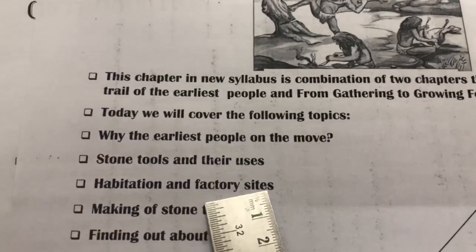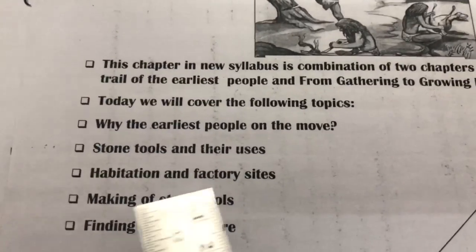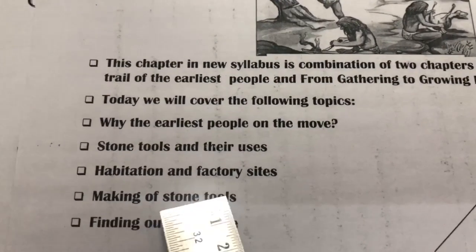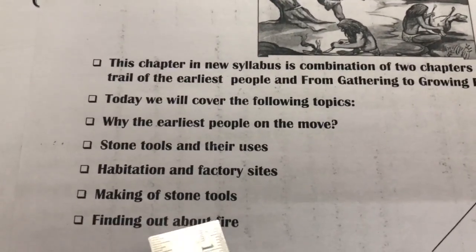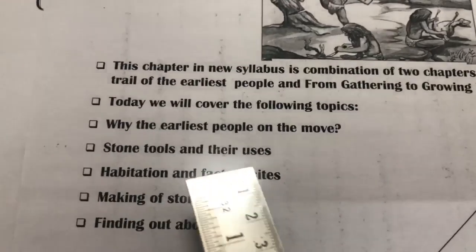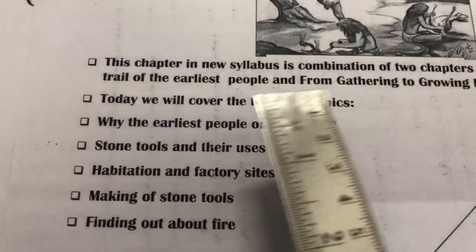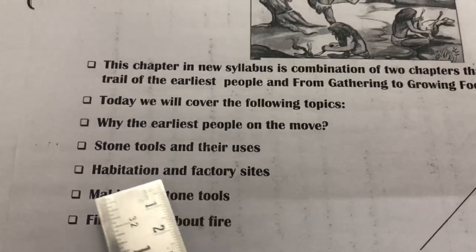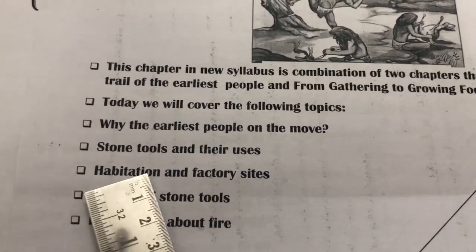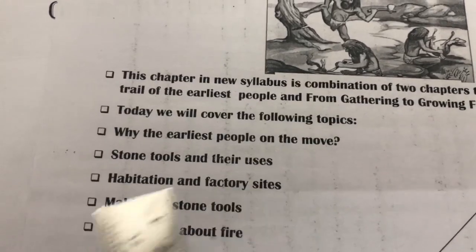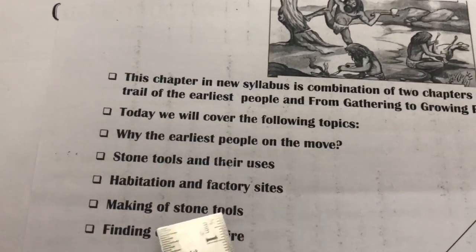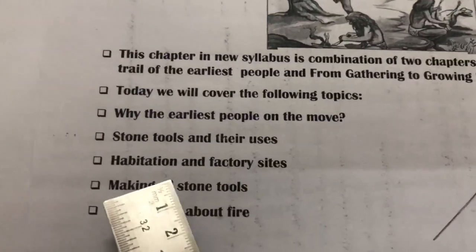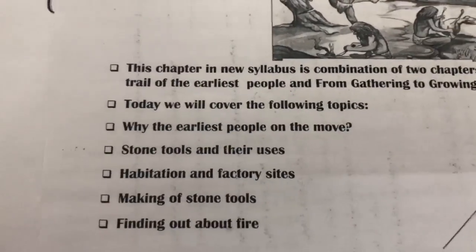Now children, a lot of new words are here. I will talk about them, let's finish with this first. Making of stone tools, finding out about fire. What do you mean by gathering? When you collect things. Habitation, where you live. Sites, I will explain afterwards what the meaning of site is. Stone tools. Along with these topics, we will try to understand the meanings of these words.